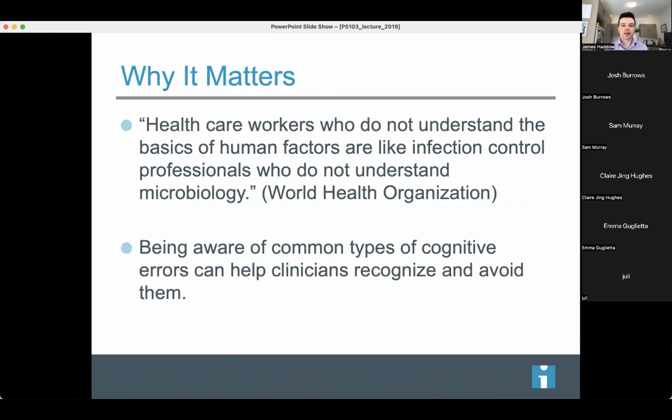So why does human factors matter? Well, the World Health Organization said healthcare workers who do not understand the basics of human factors are like infection control professionals who do not understand microbiology. So they're basically saying it's essential, but of course it's not something that a lot of people know about. Certainly it's not formally taught quite that often. Being aware of common types of cognitive errors can help clinicians recognize and avoid them.